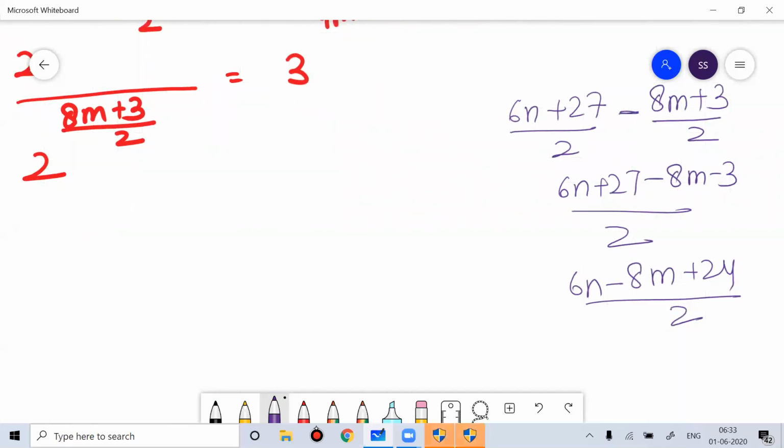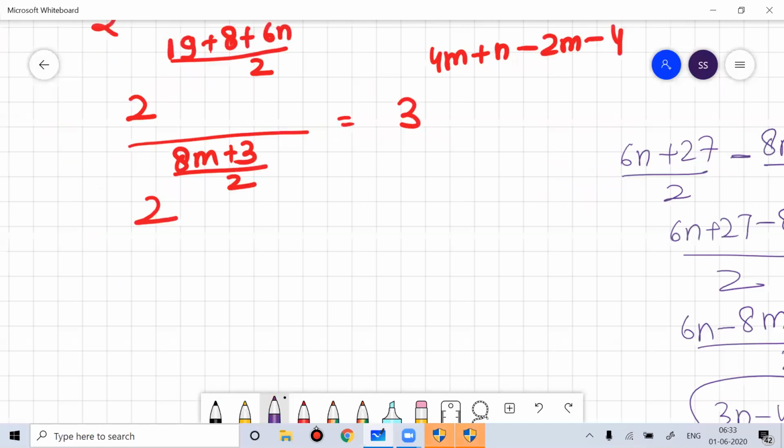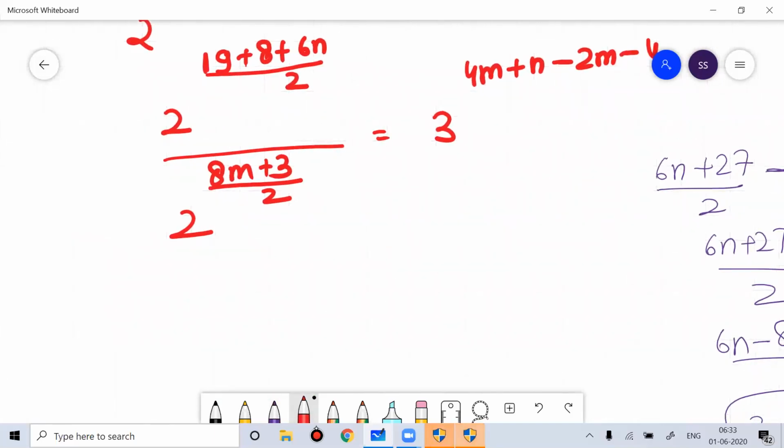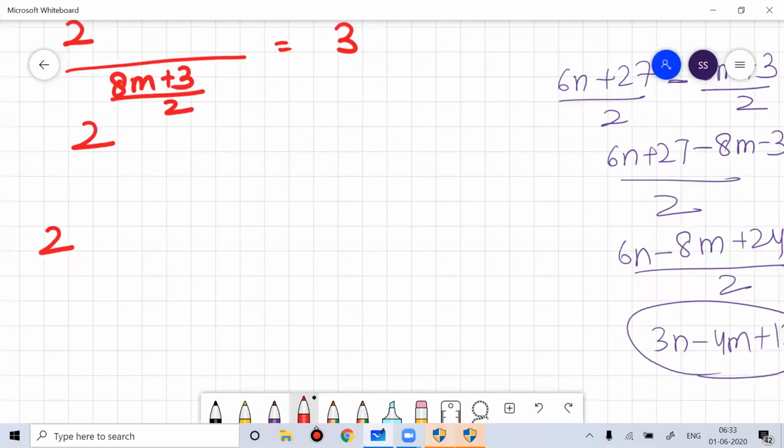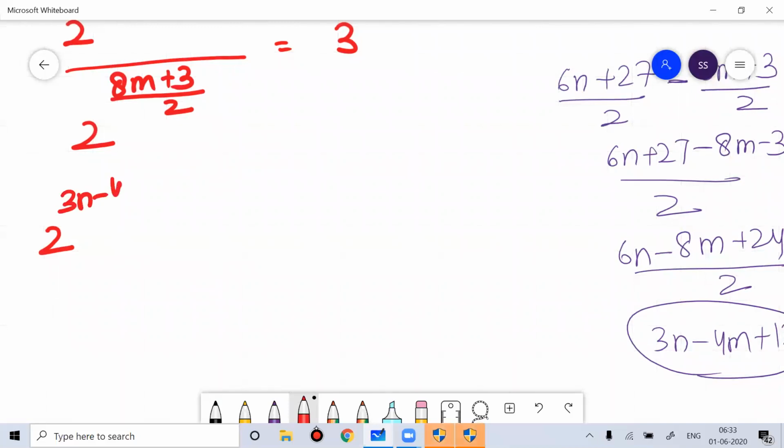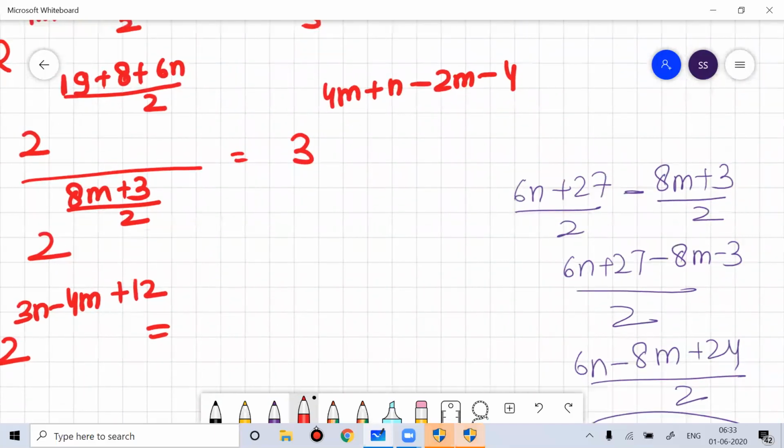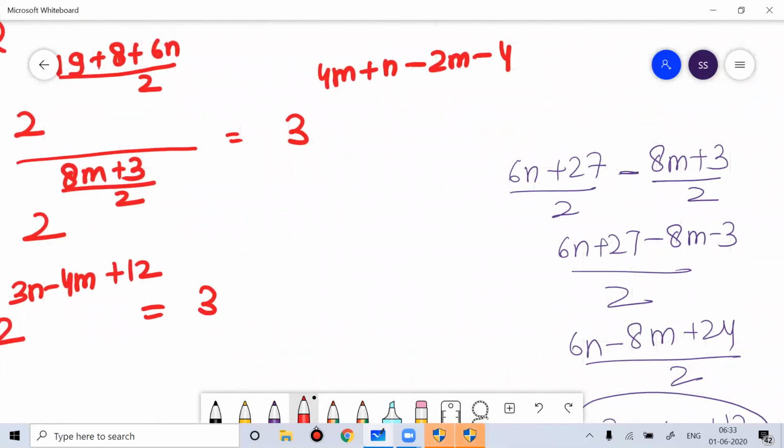So all are divisible by 2. So you can write as 3n minus 4m plus 12. That I can write directly here. So for the power of 2, I can write 2 to the power 3n minus 4m plus 12. That will be equal to 3 to the power 2m plus n minus 4. Okay, let me erase this part.